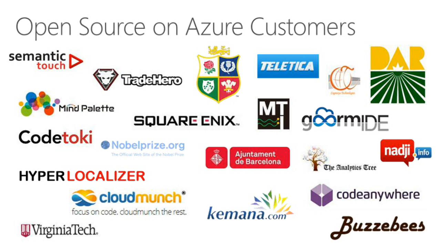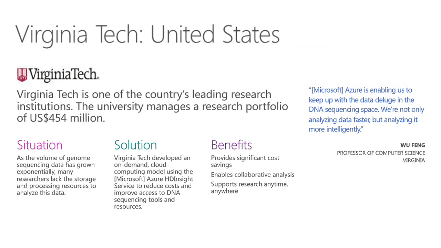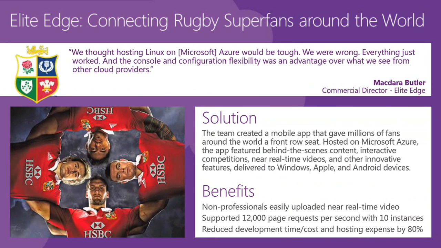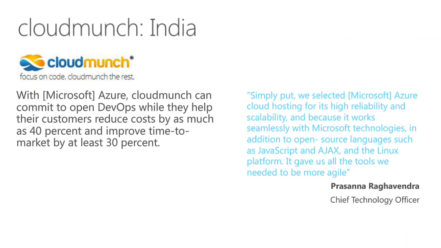Virginia Tech is one. They are running a DNA sequencing application. They're significantly dependent on their Linux infrastructure that's running on Azure. Another example was the British sports club. You can see their quote. Obviously they were thinking Linux on Azure would be tough, but they were pleased to see that it wasn't the case. And the last case study that I would show is from CloudMunch. Again, they use JavaScript and Ajax on Linux platform, and they're able to take advantage of the Azure support easily today. I have some example references here.